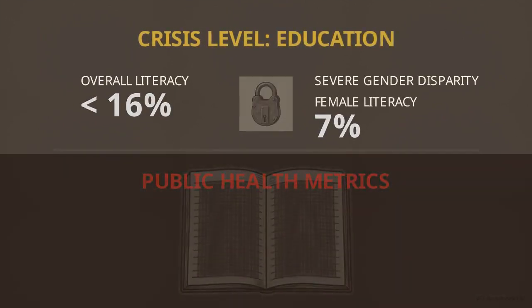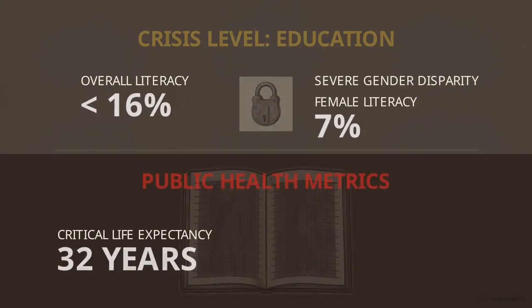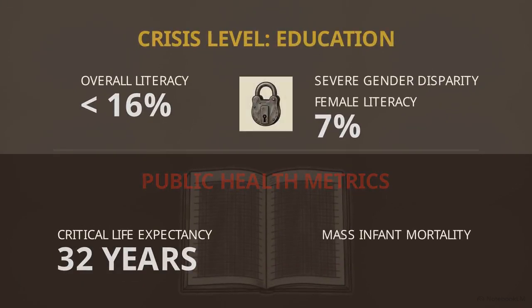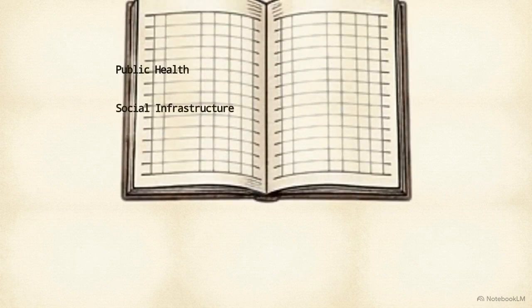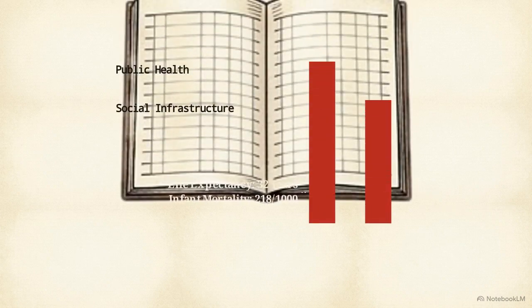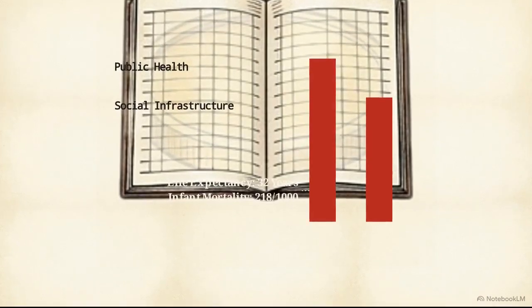Look at the public health metrics. Life expectancy was just 32 years. The infant mortality rate stood at 218 deaths for every 1,000 live births. These statistics are the biological receipt of a colonial system that optimized for wealth extraction while intentionally ignoring public health and social infrastructure.